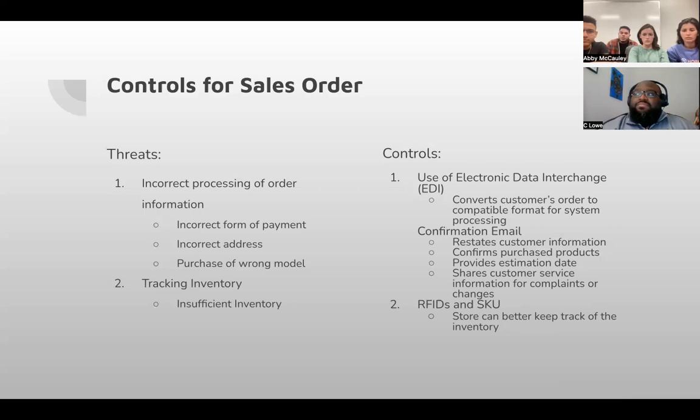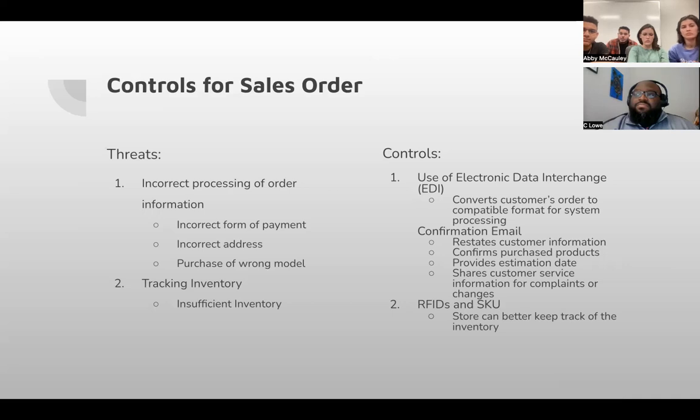So basically the system goes through, picks up the information that it needs and places it into a sales form, which basically allows it to be understood. Another thing that they do is a confirmation email every time you buy something from Nike, Walmart, or whatever it is. They'll send you a confirmation email restating your information, letting you know what products you bought, giving you an estimated date, and letting you know that if you have any difficulties getting your package, or if you want to change anything, there is a customer service number you can call or an email you can email, stuff like that.